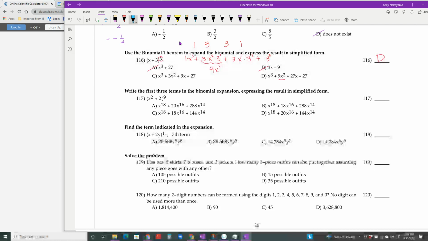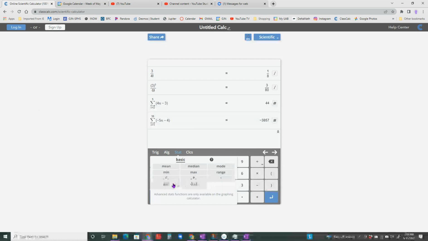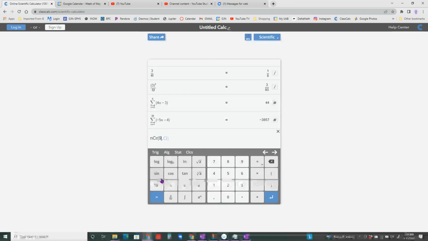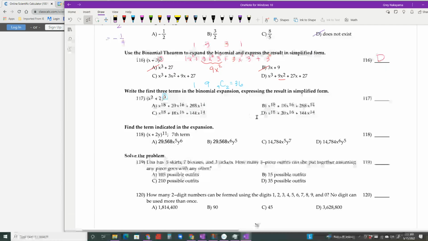117, find the first 3 terms. Okay, so the first term is 1 because it's all dictated by here. First term is 1, and then I'm at a 9. If you don't know what that next one is, if you don't create it, this is 9 choose 2, because this is 9 choose 0, this is 9 choose 1, this is 9 choose 2. And 9 choose 2, okay, is 36. If you want to know where that is in your calc, under stat, 9 choose 2, so I've hit 9, 2, and I get 36. Or you can go create Pascal's triangle.